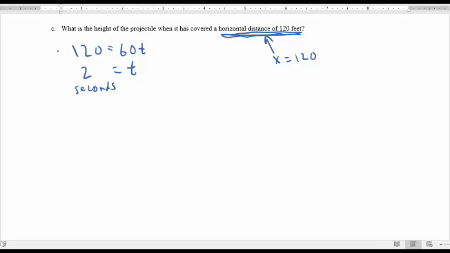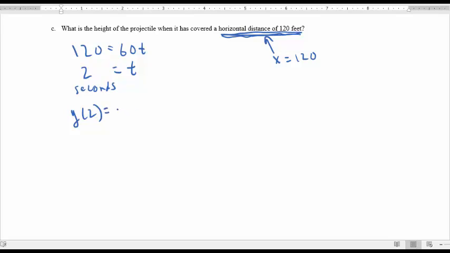No, because they're asking what is the height when it has covered a horizontal distance of 120 feet. Well, we know it's covered a horizontal distance of 120 feet at 2 seconds, but we now have to find the height at 2 seconds. So what you really want to do here is find y when t is 2. So you might call this y of 2, right? Find the y value at 2 seconds.